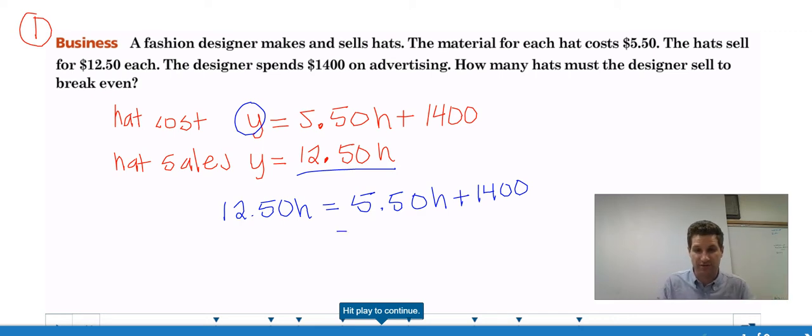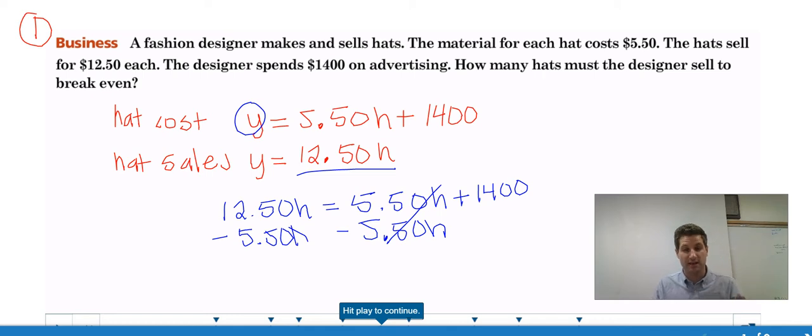So I'm going to actually subtract $5.50H from one side. That's going to cancel. And subtract from this side. And that's going to go ahead and we're going to subtract that. I believe that's going to turn out to be 7. Always double check with your calculator so you don't make a mistake. But I think I should be on the money, and I am.